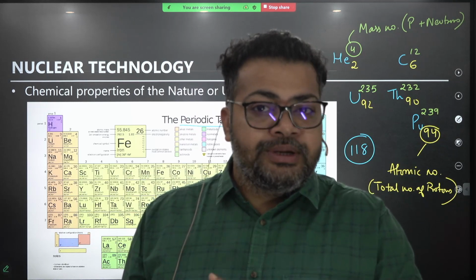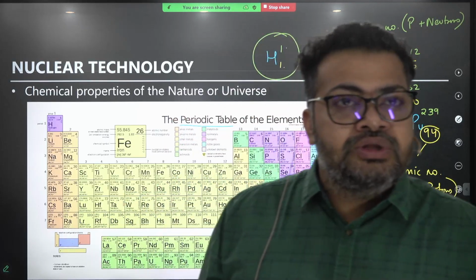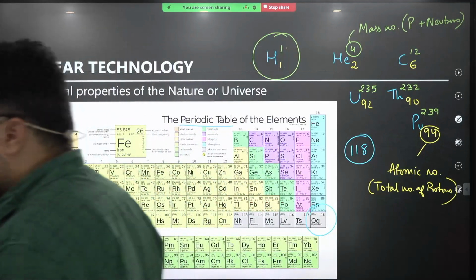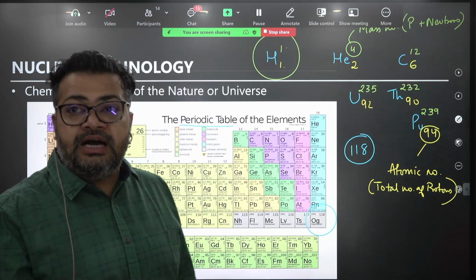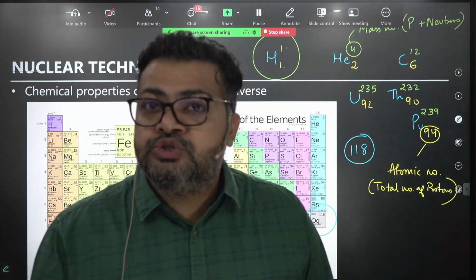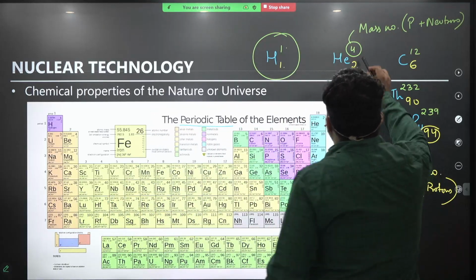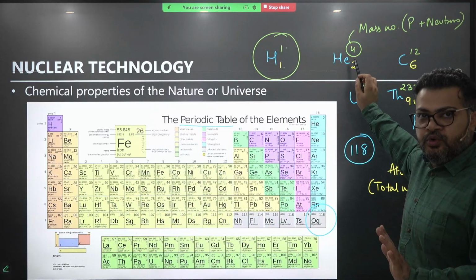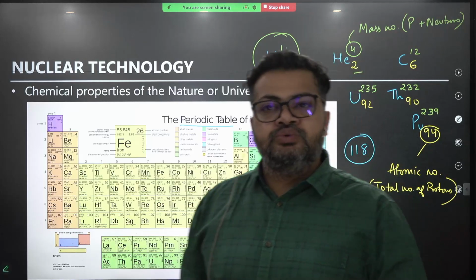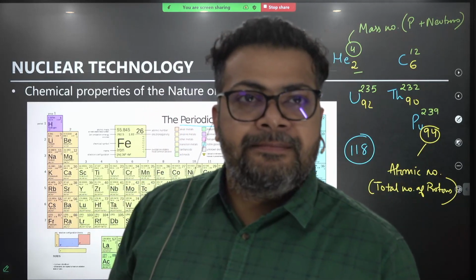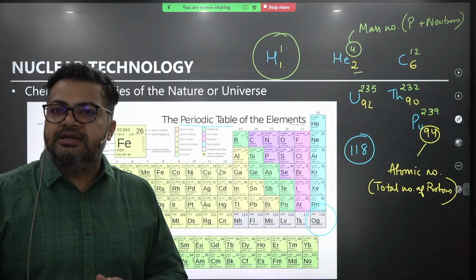Now, my question is, how many neutrons are there? Number of protons is the atomic number. Mass number is protons plus neutrons. So how many neutrons are there in helium? Neutrons in helium, it is 2. Because for helium, the mass number is 4. That means protons and neutrons together is 4, and protons are 2. So how many neutrons? 4 minus 2, which is 2.